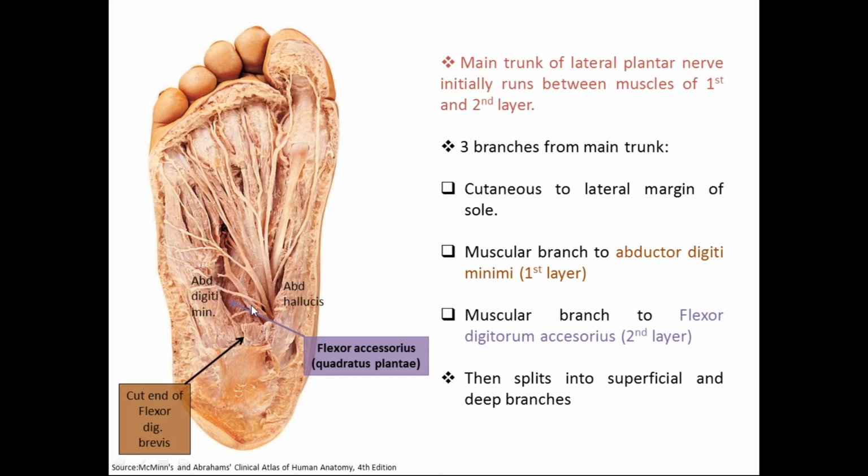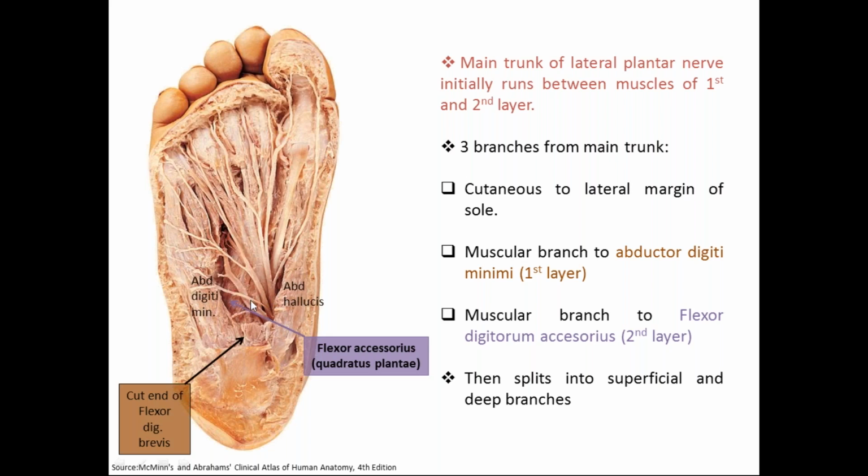So the main trunk, before dividing into the main branches, gives some branches towards the muscles which are present in this proximal region, and these branches are going to the muscles abductor digiti minimi and the flexor accessorius. So abductor digiti minimi is the lateralmost muscle of the first layer, and the flexor accessorius belongs to the muscle of the second layer. So these two muscles are going to be supplied by the main trunk of the lateral plantar nerve, like the abductor hallucis and the flexor digitorum brevis were supplied by the main trunk of the medial plantar nerve.